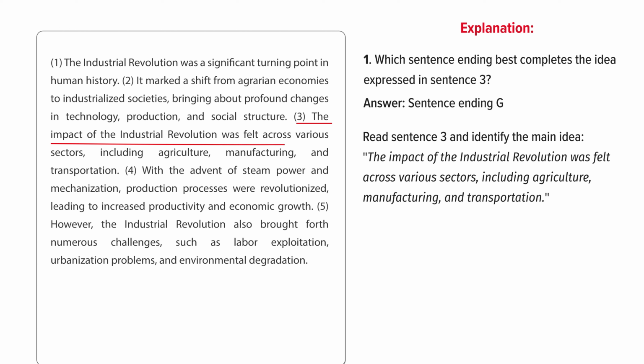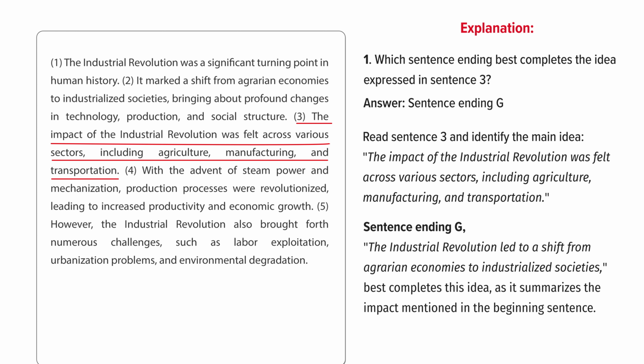The impact of the Industrial Revolution was felt across various sectors, including agriculture, manufacturing, and transportation. Sentence ending G, The Industrial Revolution led to a shift from agrarian economies to industrialized societies, best completes this idea as it summarizes the impact mentioned in the beginning sentence.